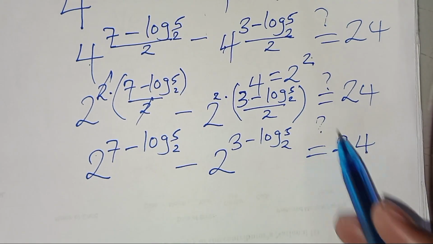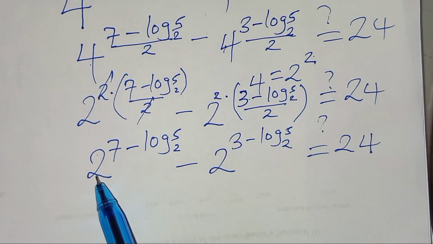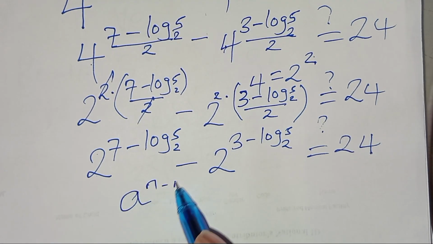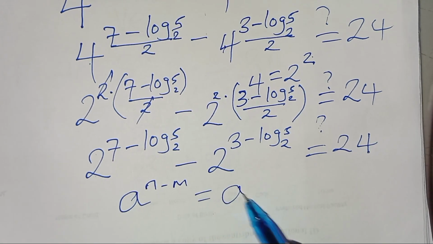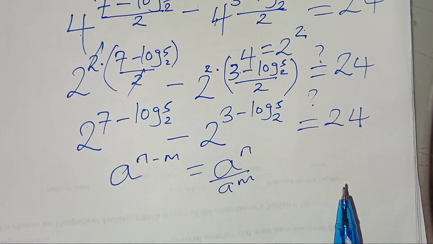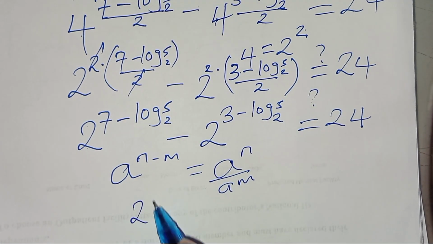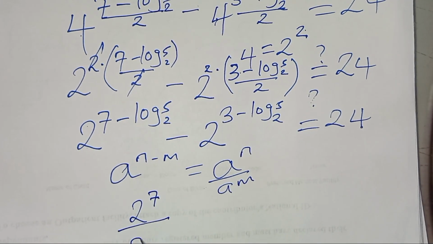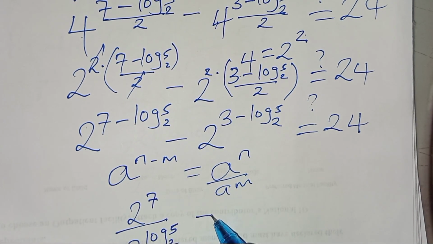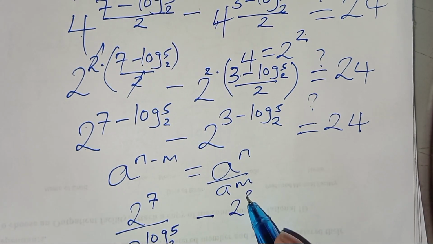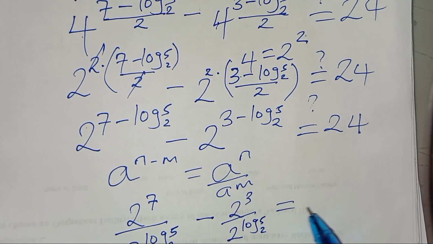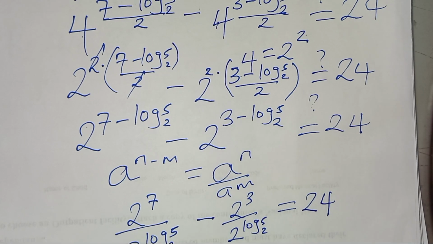Now, from what we have here, we find that 2 to the power of 7 minus log 5 to base 2 is in the form of a to the power of n minus m, which you can express as a to the power of n divided by a to the power of m. Now, this will be 2 to the power of 7 divided by 2 to the power of log 5 to base 2, subtract 2 to the power of 3 divided by 2 to the power of log 5 to base 2. This should give us a value of 24.